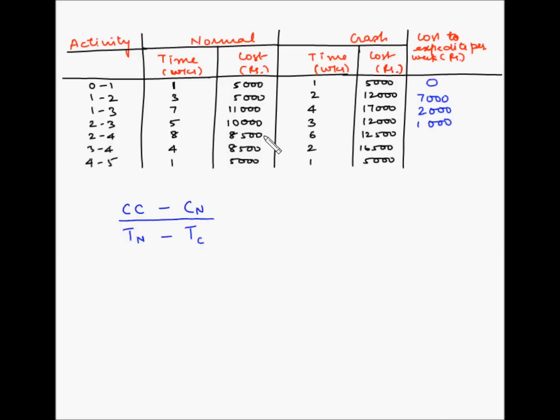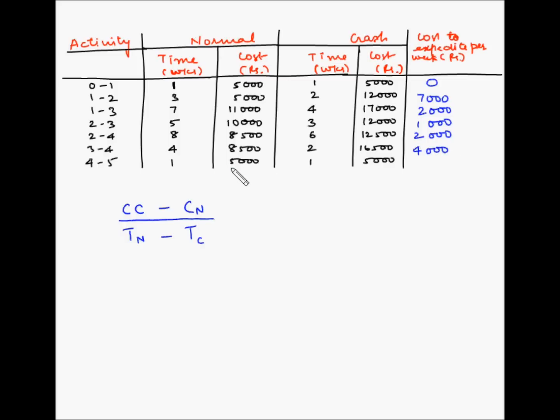For 2-4, the cost is increasing by 4,000 rupees. So 12,500 minus 8,500, which is 4,000, and the time is reducing by 2 weeks. So 4,000 divided by 2, which is 2,000. For 3-4, the cost is increasing by 8,000 rupees. 16,500 minus 8,500, which is 8,000, and the time is reducing by 2 weeks. So 8,000 divided by 2, which is 4,000.